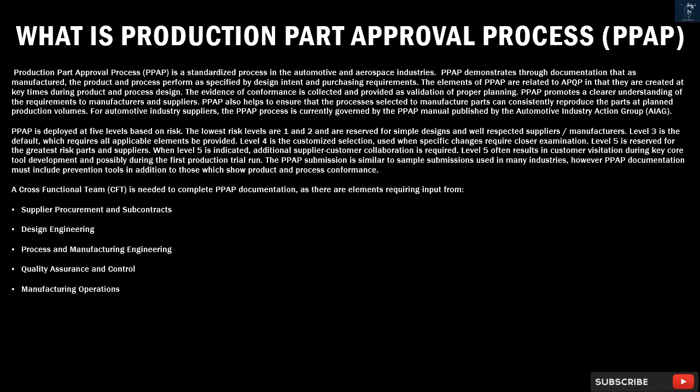When Level 5 is indicated, additional supplier-customer collaboration is required. Level 5 often results in customer visitation during key core tool development and possibly during the first production trial run. The PPAP submission is similar to sample submissions used in many industries. However, PPAP documentation must include prevention tools in addition to those which show product and process conformance.